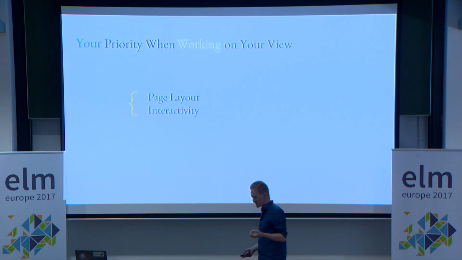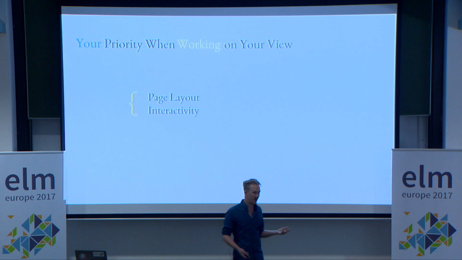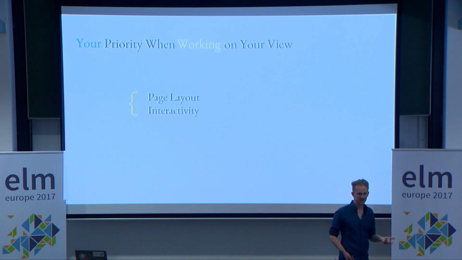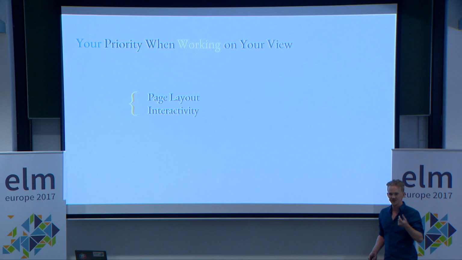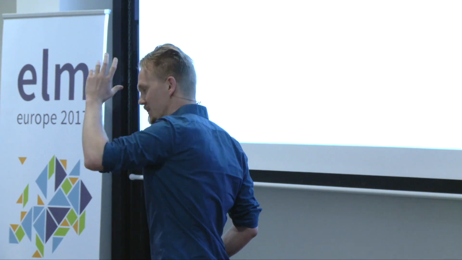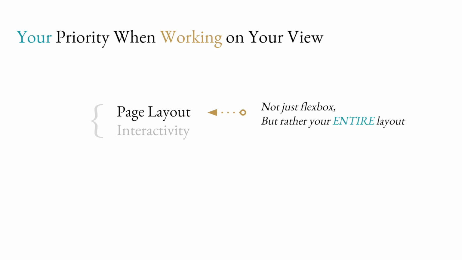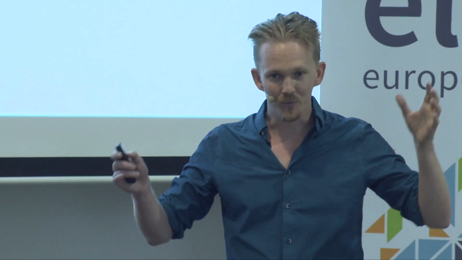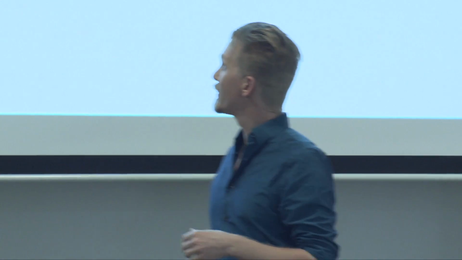But what's your priority when you're working on your view? Your priority likely isn't to make a semantic document. You want that idea to a certain degree because you want it to be machine readable, right? You want search engines to be able to find you. You want accessibility. You want those things, but it's not what you're doing. What you're doing is usually page layout and interactivity. And when I say page layout, I'm not just talking about Flexbox, right? I'm talking about the whole cohesive idea, your page that's laid out in a certain way. Where could I go to actually find that?